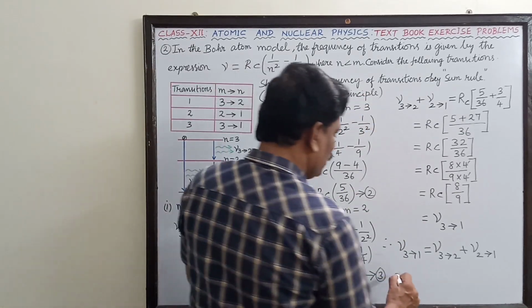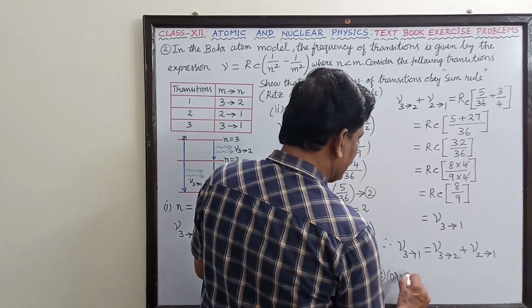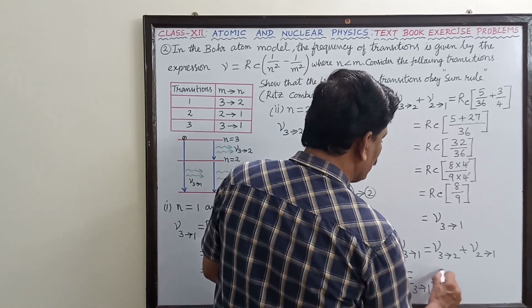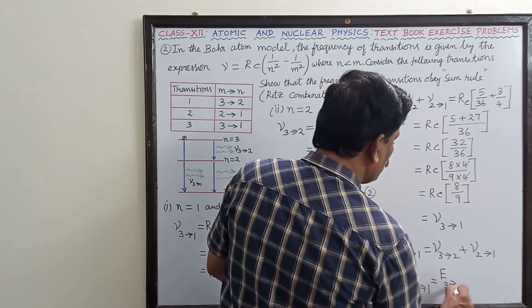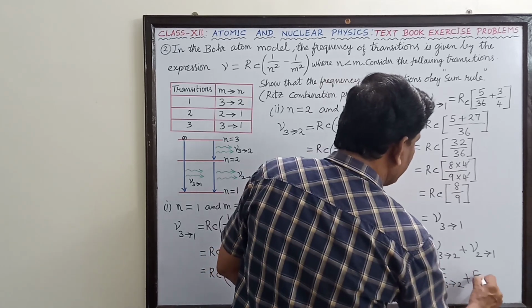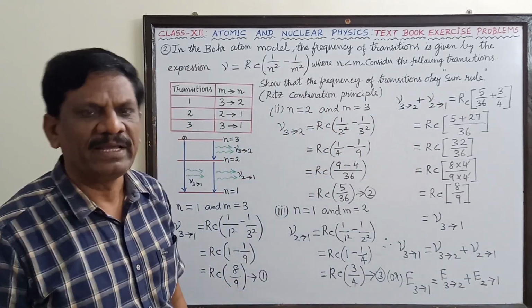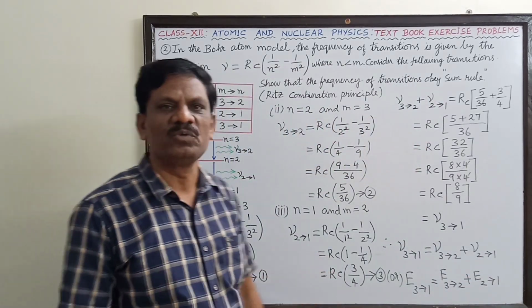You can also write this in terms of energy. The energy of transition E3 to 1 is also equal to E3 to 2 plus E2 to 1. It is simply the law of conservation of energy. I hope you must have understood well. Fine.